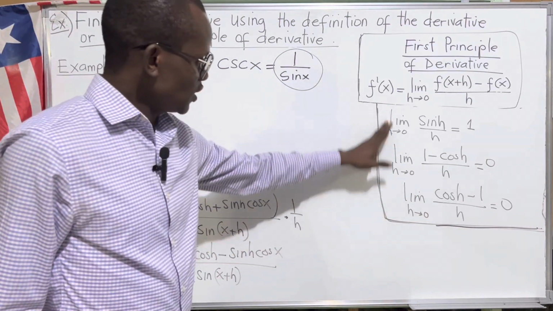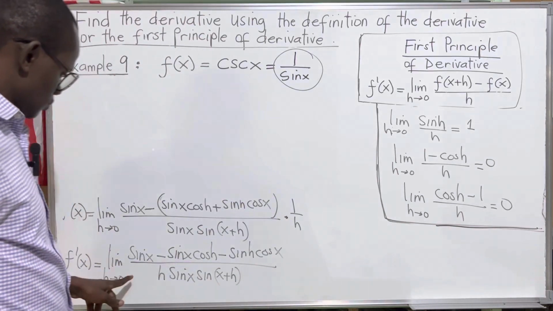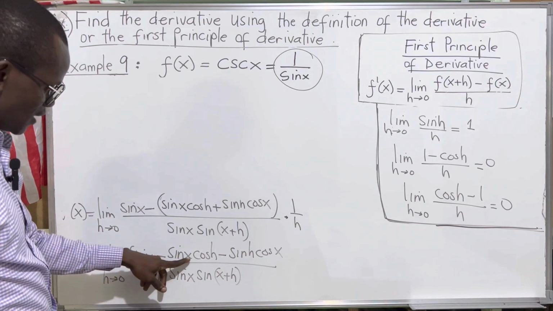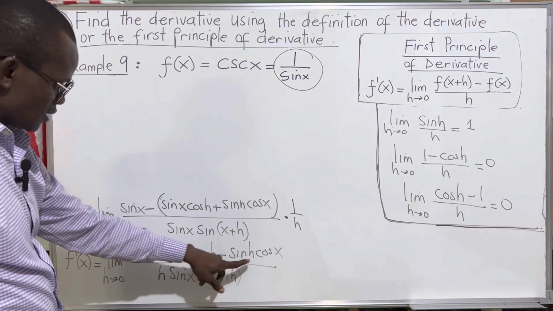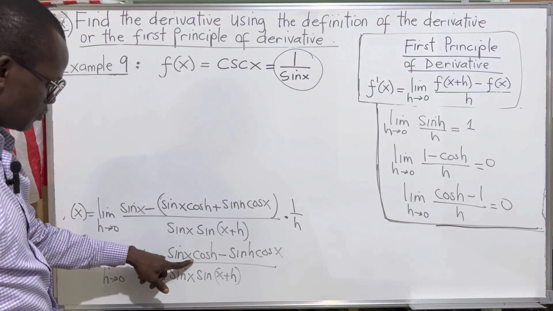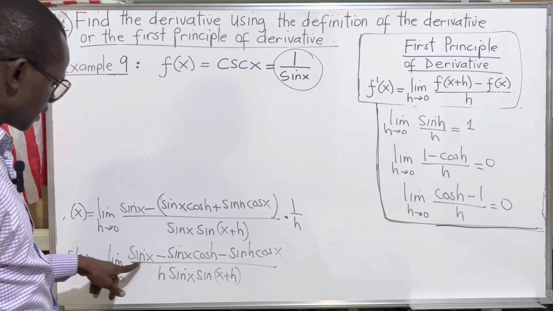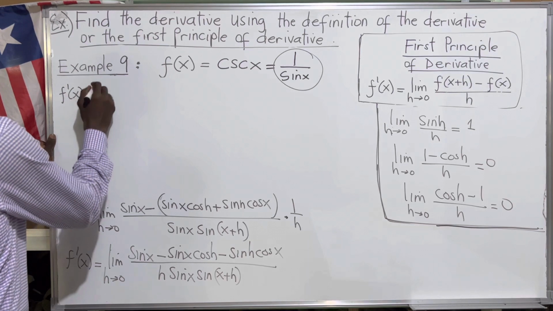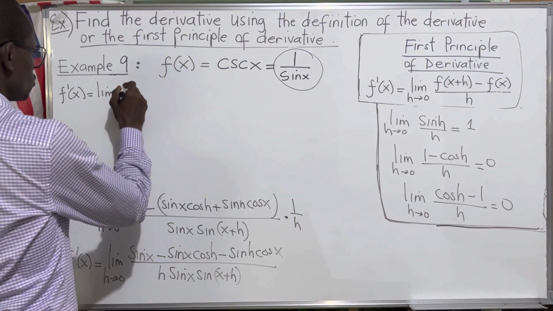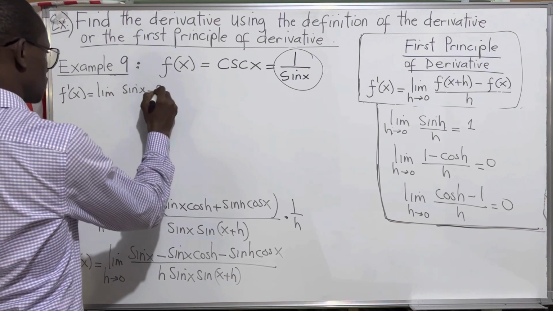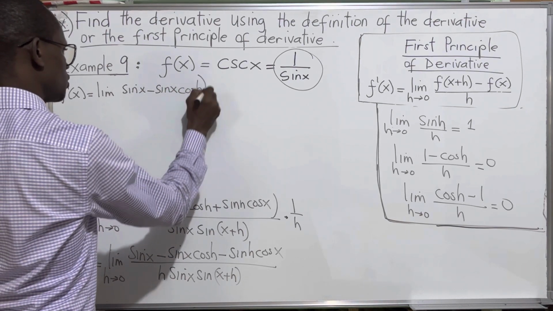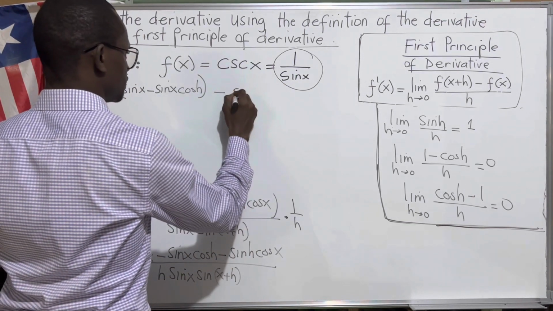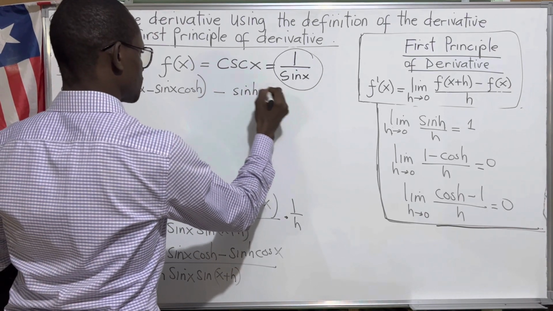Now, remember that we can still bring in either of these properties. So we look in the numerator, we have sine of x, and here we have sine of x as well. And this last term and this middle term do not have a common factor, but the first and the second have a common factor. So we can group the first and the second. So we say f prime of x is equal to the limit. So we group the first two terms, sine of x minus sine of x cos of h. We have them grouped, minus sine of h cos of x.